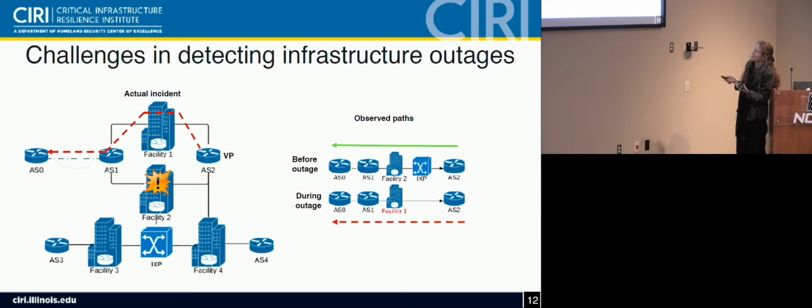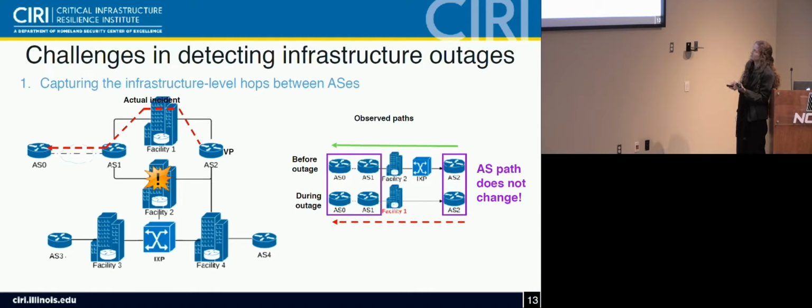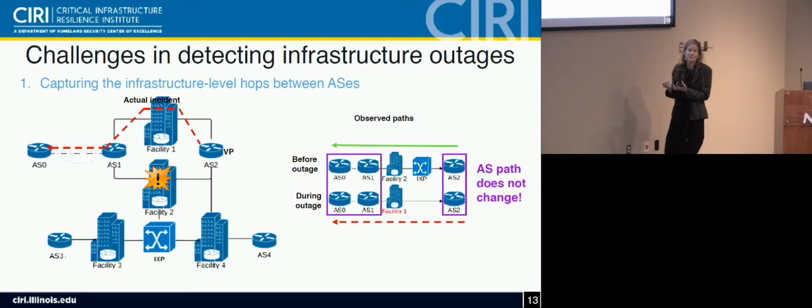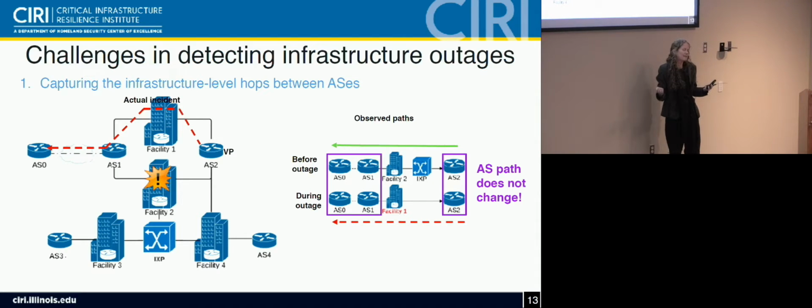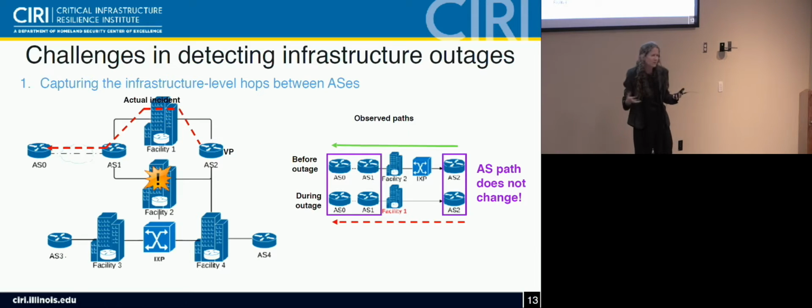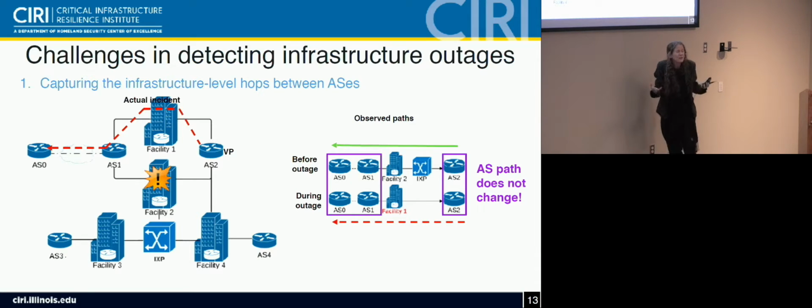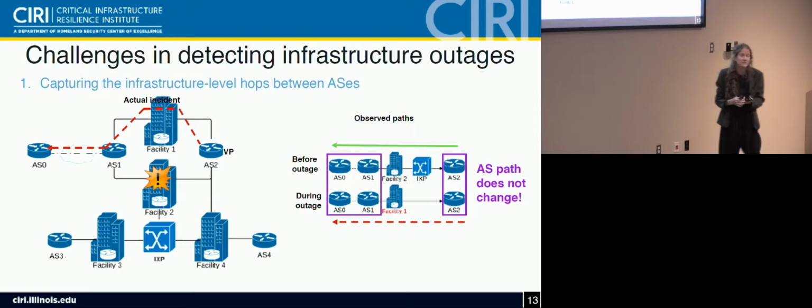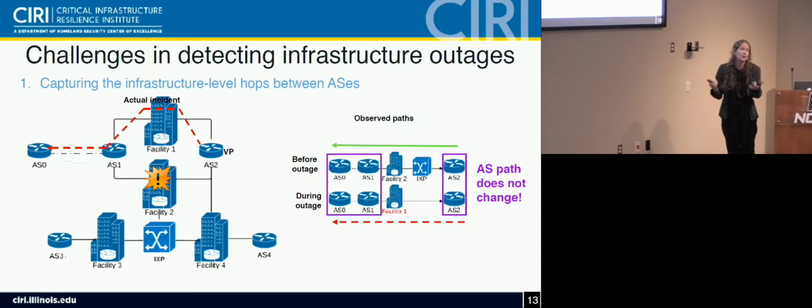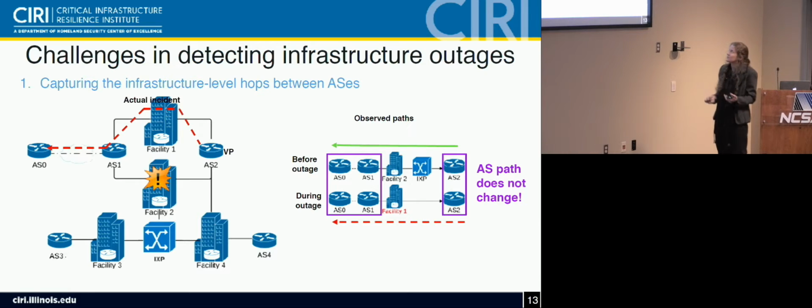So the question is, how would you detect a facility outage? What you really need is the infrastructure level path, and we really don't have tools to measure that. The architecture isn't really amenable, the protocols aren't really amenable to letting you know that information. The TCP/IP protocols are really agnostic to what physical infrastructure they're going through. They don't even know what network they're in, the protocols themselves.